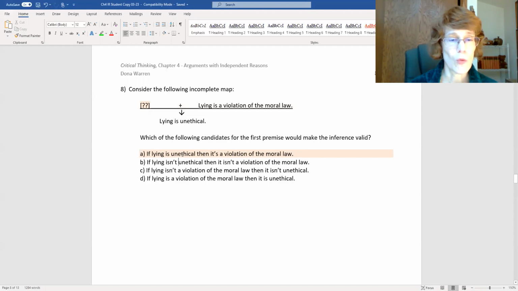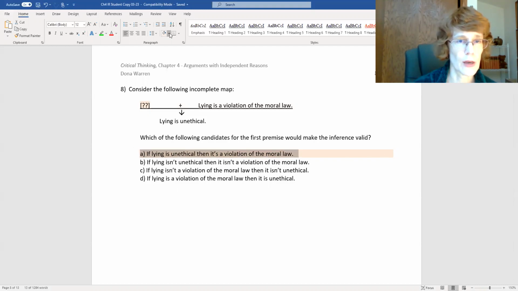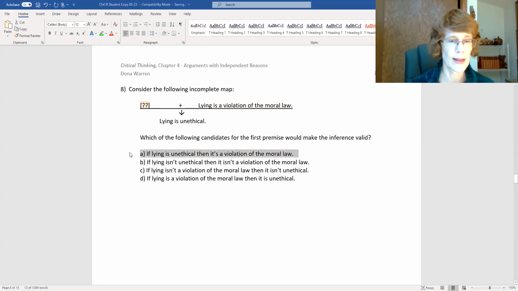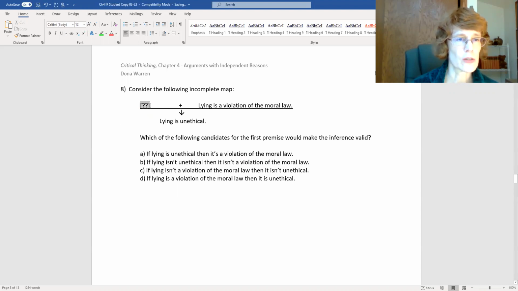Okay, so what do you have? Let's try this. I'm just going to uncheck that right now, and I will uncheck this too. And I'm going to actually just make this yellow. So imagine this. If lying is unethical, then it's a violation of the moral law. Imagine that up here. Would that make the inference valid?